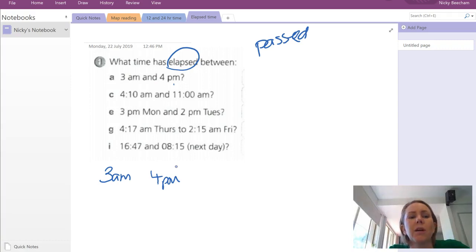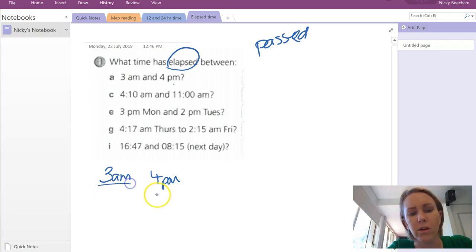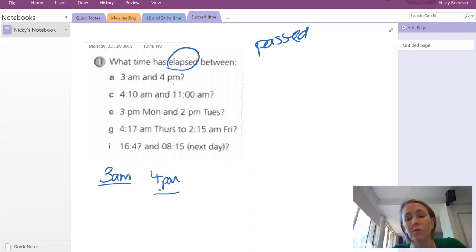So if we think about 3 o'clock in the morning, 3 a.m., when most people would be asleep, until 4 o'clock in the afternoon, okay? So this question's not too bad because it doesn't involve minutes as such. There's no minutes in the question. They're at the rounded hour, so 3 a.m. and 4 p.m. So you can literally count from 3 until 4, but making sure you've gone through not 3 a.m. to 4 a.m., but all the way through to 4 p.m., okay?